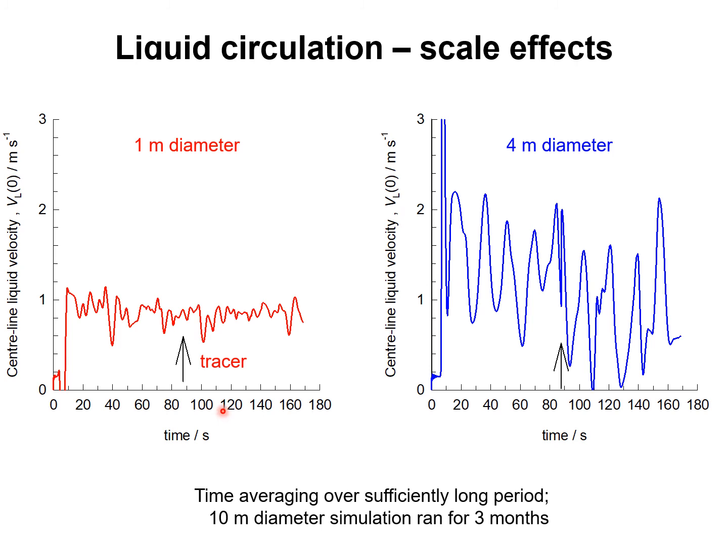the scale effects and the influence of increasing column diameter on the liquid circulations. This is demonstrated in the slide by means of Eulerian simulations for a 1 meter diameter column, shown here on the left, and a 4 meter diameter column. I plot here the centerline liquid velocity, and the centerline liquid velocity for a 1 meter diameter column is about 1 meter per second.